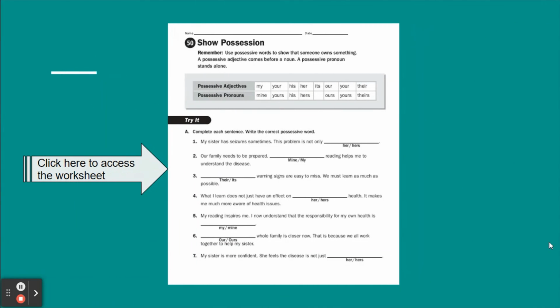And here is our activity for today. Okay. So just click on the slide, or just click right there to access the activity. I'm also going to put the link right there with the video in case you don't have access to Canvas or Google Classroom. Then you can just access it through the video.